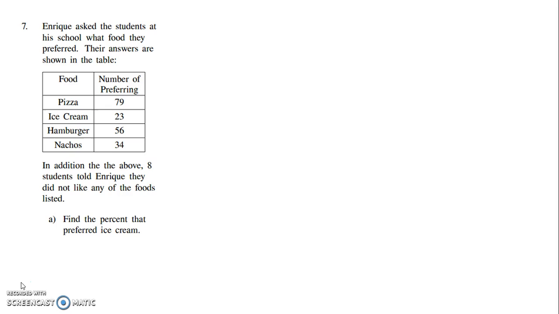Okay. If we're looking for a percent, you can always take a look at part out of the whole, or the total, equals percent out of 100, because 100% would be the whole. The percent you're looking for would be the part. So if we want to find the percent that prefer ice cream, we have to figure out the number of students who prefer ice cream out of the entire number of students questioned.